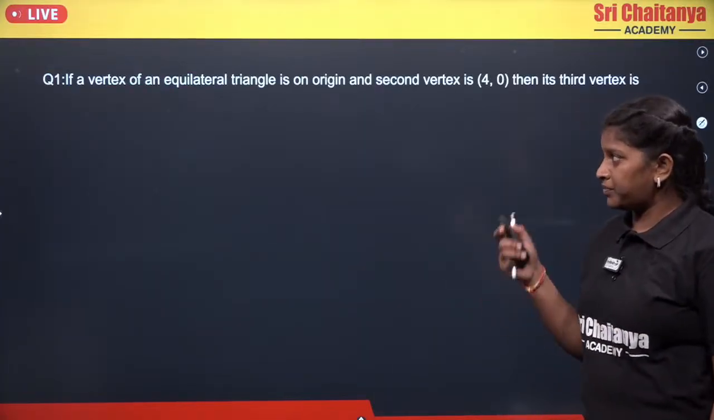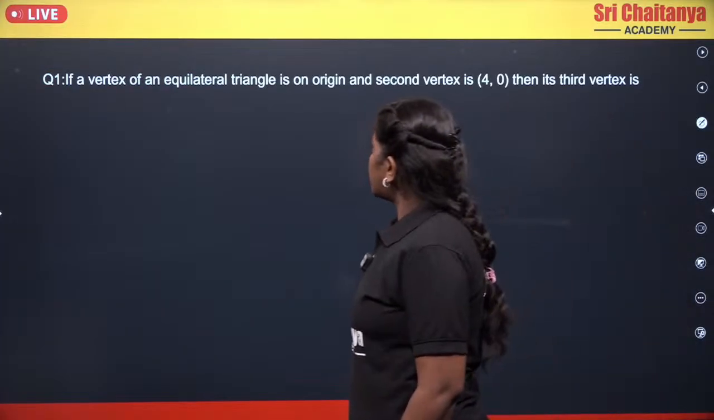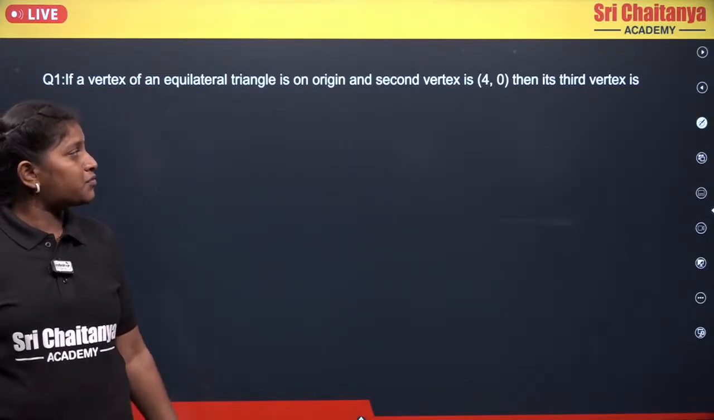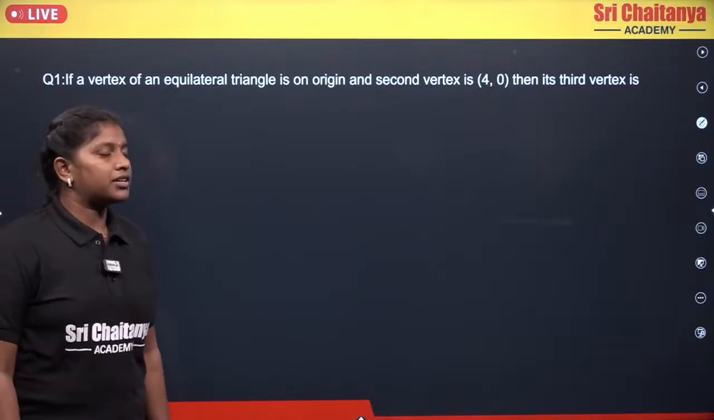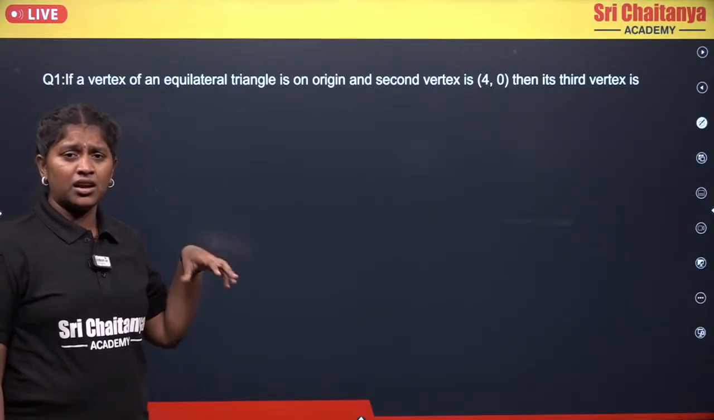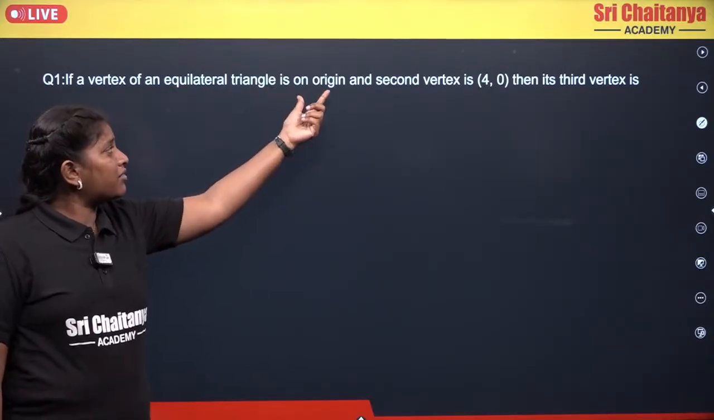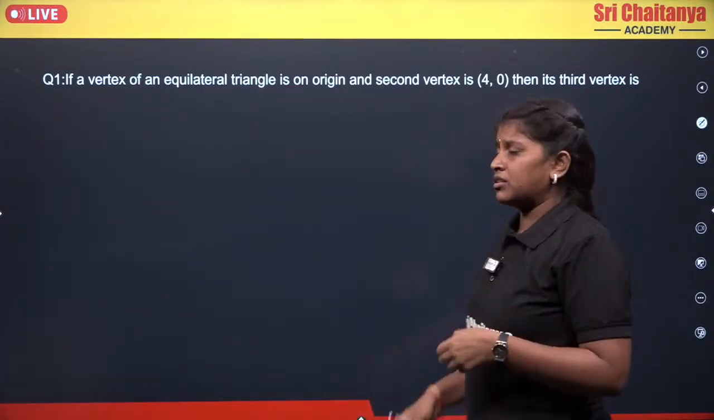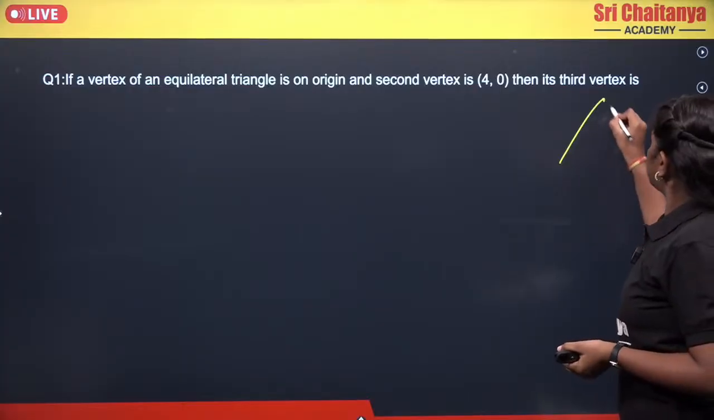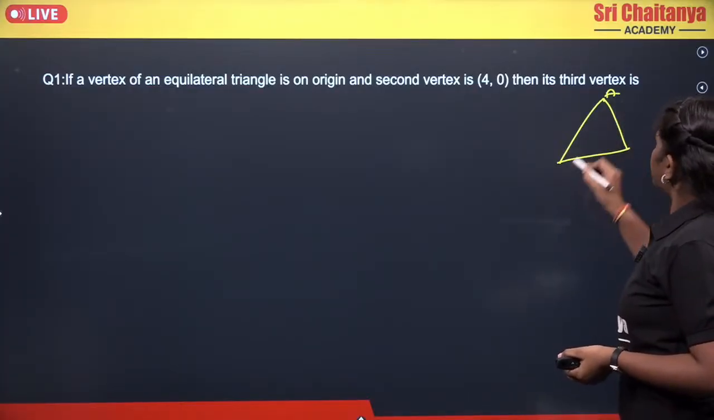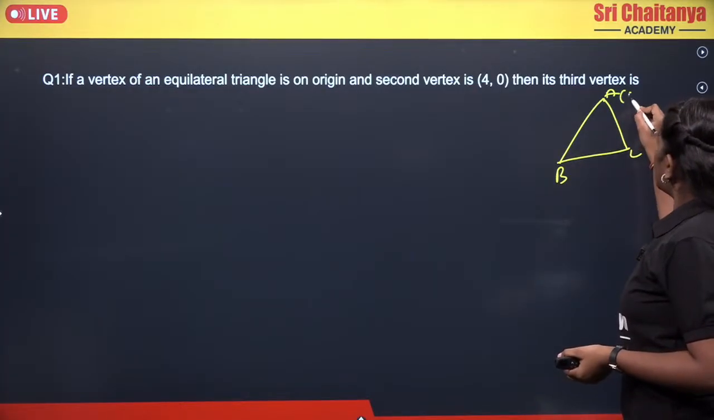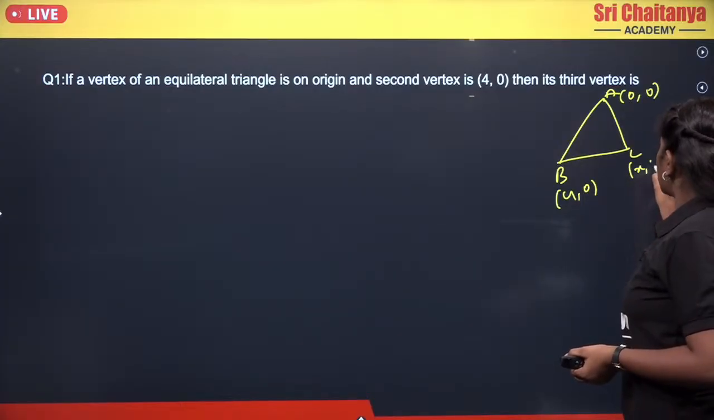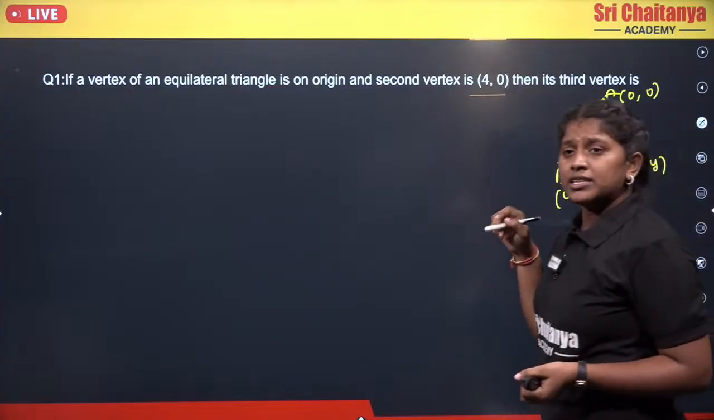So let's solve a problem. If one vertex of an equilateral triangle is on the origin and another vertex is (4, 0), then find its third vertex. It will be very easy, right? Why? Because we already have one of the vertices, which is the origin. Now if you take the diagram, I have A, B and C. A, just consider the origin, B you can consider as (4, 0), and C we don't know, so x comma y.